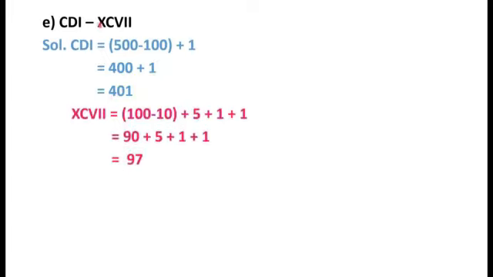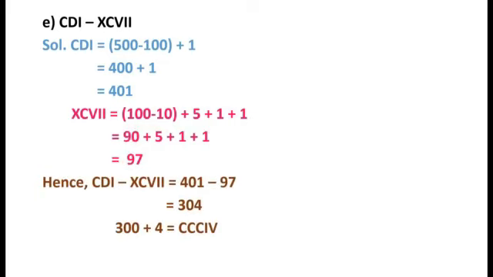Next, for XCVII, we have the Hindu Arabic number as XC. Okay, XC means 100 minus 10. Then VII, that is 5 plus 1 plus 1. Okay, so 100 minus 10 is 90, plus 5 plus 1 plus 1. And when we add all this, we will get 97. All right. Now we have to subtract both of these numbers. Okay, CDI minus XCVII, both the values we will subtract. That is 401 minus 97, we will get 304.